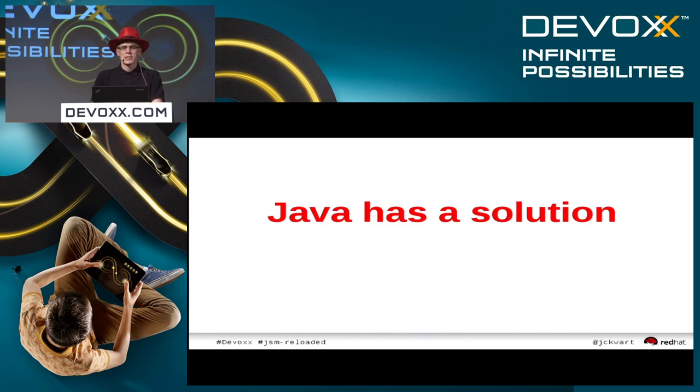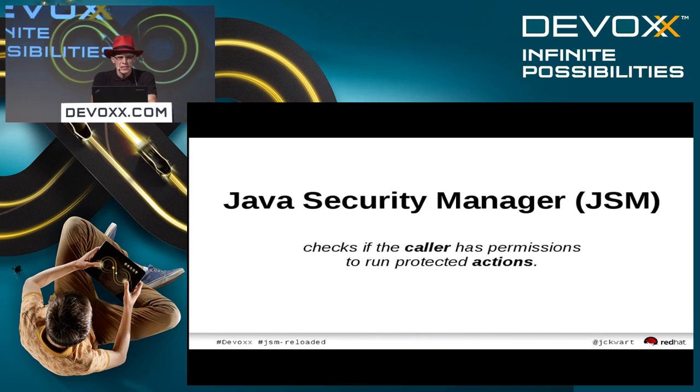Nevertheless, Java has a solution, and the solution is Java Security Manager. This component is a standard part of Java SE, so everybody has it. But the problem is, it's not enabled by default. What the Java Security Manager does is check if the caller, be it an authenticated user or a piece of code, has permissions, privileges, to run protected actions. For example, read the file system, send data over the internet, and so on.